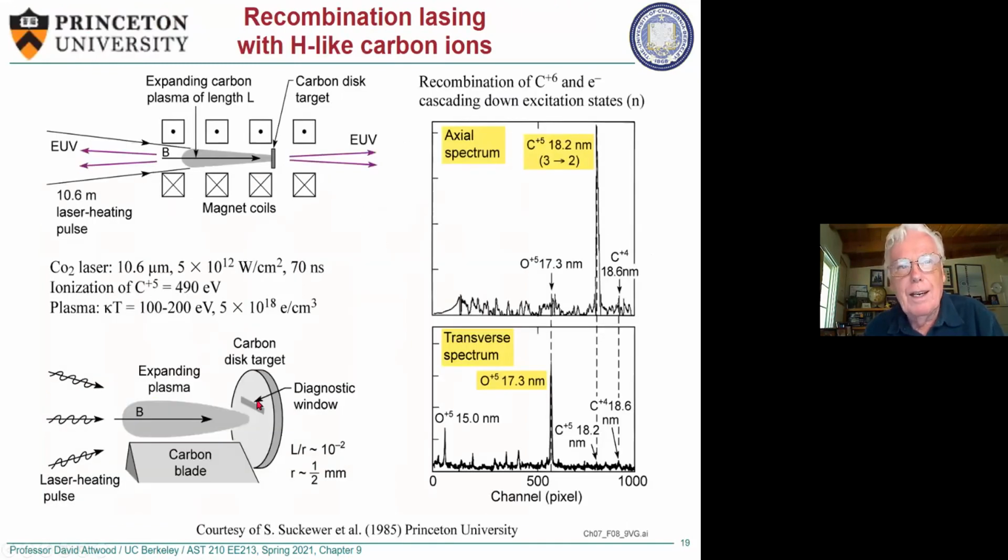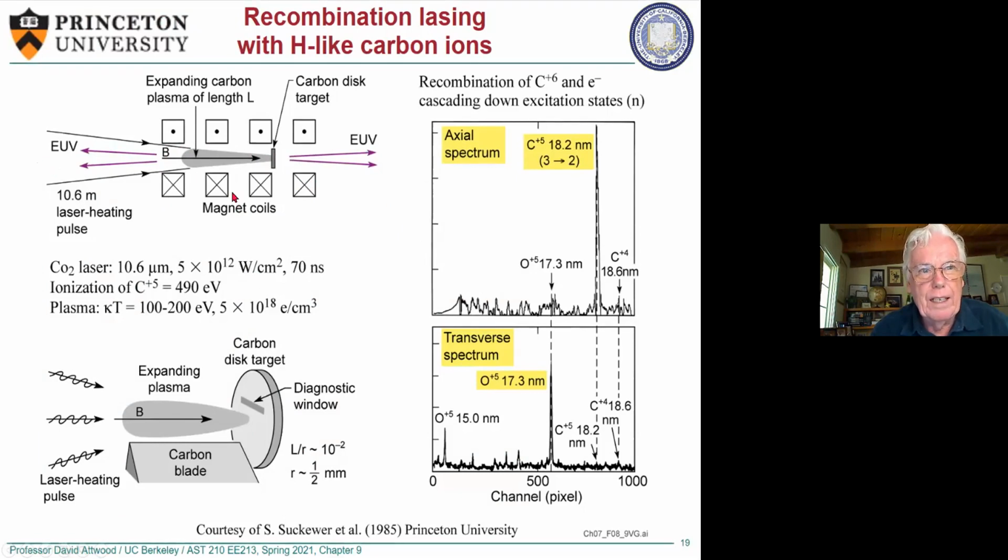So this is the geometry of the Princeton laser, the hydrogen-like carbon. It is a little complicated, it turns out. Okay, they produce a plasma. It's in magnetic field coils to keep the plasma confined for long enough to get some lasing. Okay, here are some details.